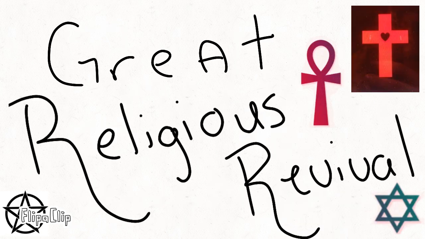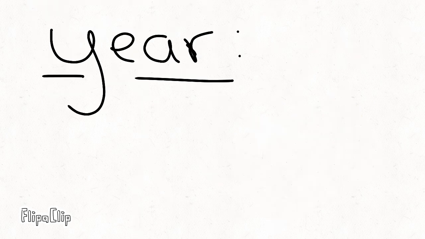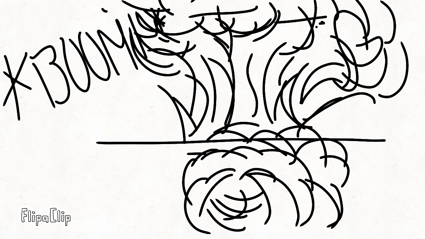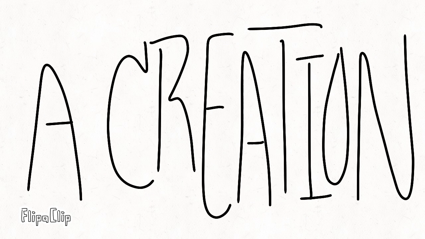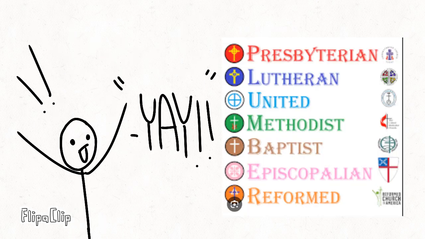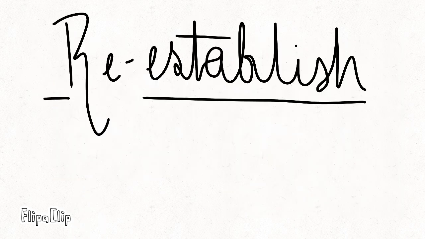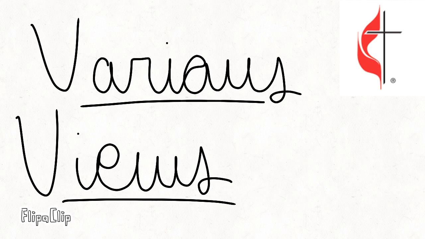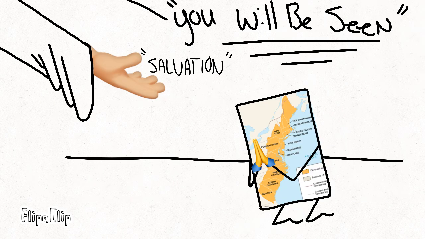This was the time of the great religious revival that had swept through the colonies between the years 1730s through the 1770s. Many groups were divided as well, but there was also a creation of new groups and religions that helped to reshape and reestablish the church and other various views within the 13 states.